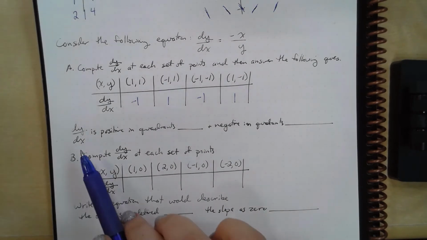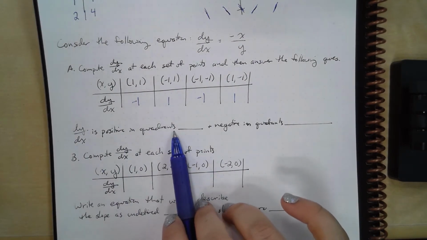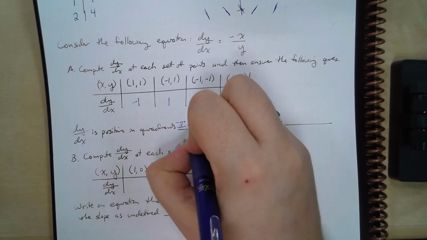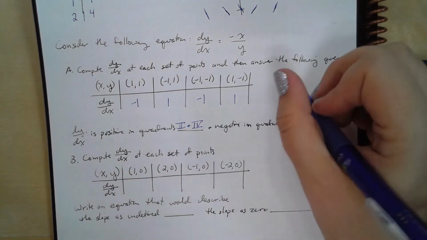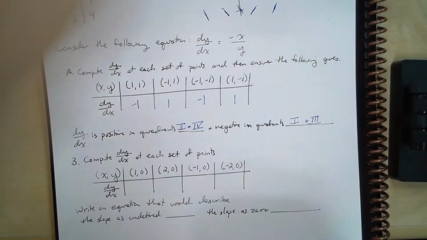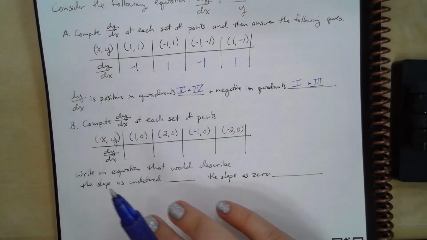So we can see that dy/dx is positive in quadrants, well, it looks like here we're going to be in quadrants 2 and 4, right? And it will be negative in quadrants 1 and 3. Okay? And remember, our dy/dx is our slope, that's our derivative.